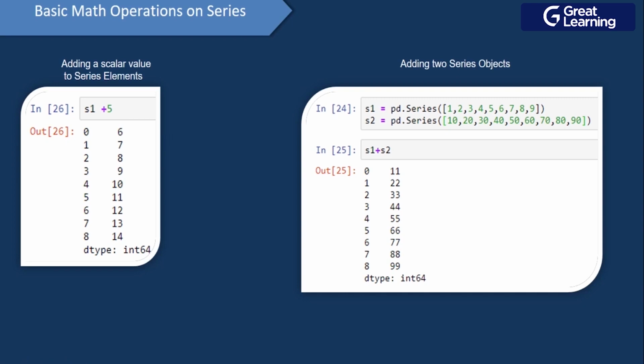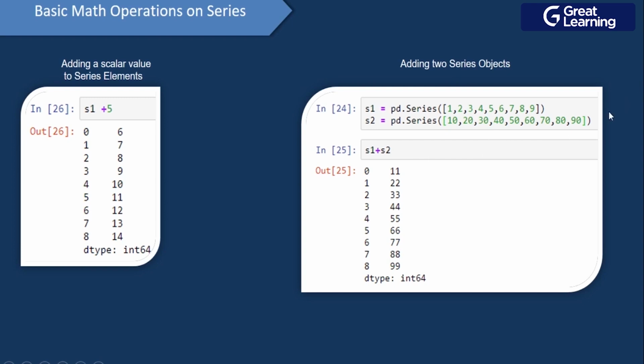And we can also go ahead and add 2 series objects. Over here I have S1 where the elements are from 1 to 9 and S2 where the elements are from 10 to 90. And when I perform S1 plus S2, this would add the elements which are present at the same index position. So here we'll have 10 plus 1, 11, 20 plus 2, 22, 30 plus 3, 33, and this goes on till the last index position over here.